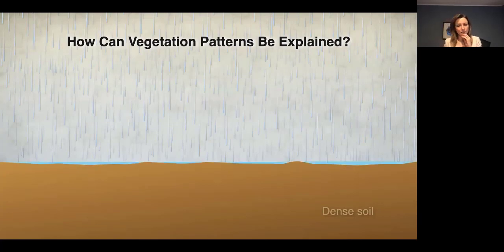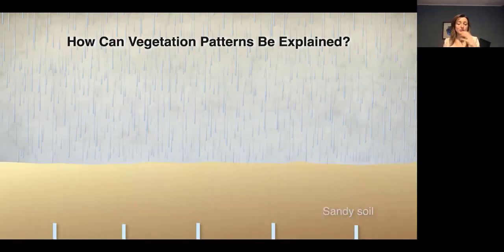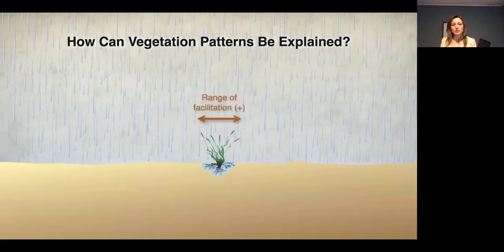Well, if you're in a system with dense soil, if it rains, water pools at the surface, eventually it evaporates, and not much of it gets into that top layer of soil where plants would be able to use it. If you're in a sandy soil, the opposite happens. It infiltrates too well, gets to huge depths, and again, you don't have enough moisture at that top layer of soil. But if you have one plant that somehow manages to establish somewhere, as that plant grows, its roots start to form their own little microsystem there that actually retains moisture and creates a range of facilitation, so that if other plants start nearby, they actually do well because they can take advantage of that moisture.